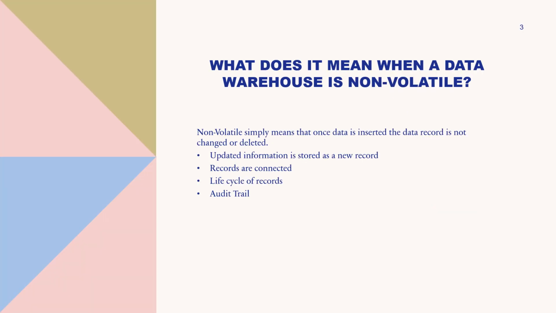So what does it mean when a data warehouse is non-volatile? It simply means that once data is inserted, the data record is not changed or deleted. Updated information is stored as a new record. Records are connected. This gives us a life cycle of the records, and it also gives us an audit trail.